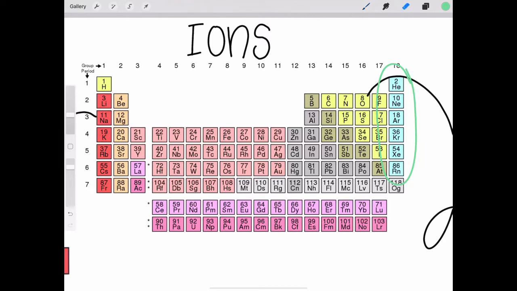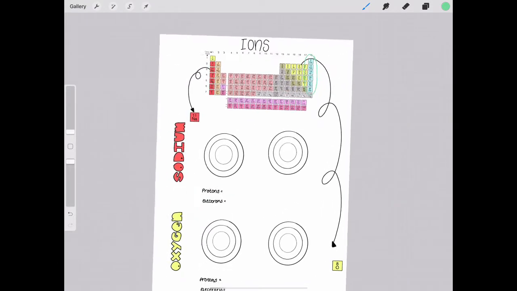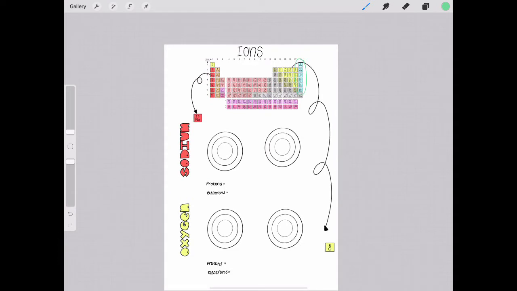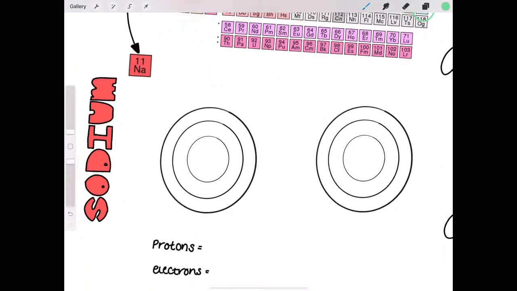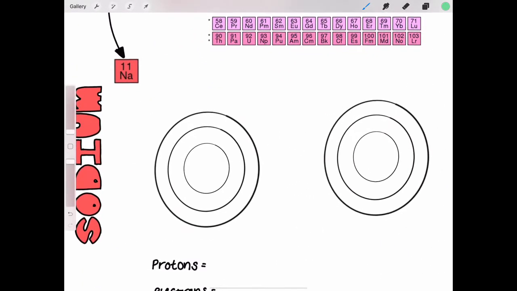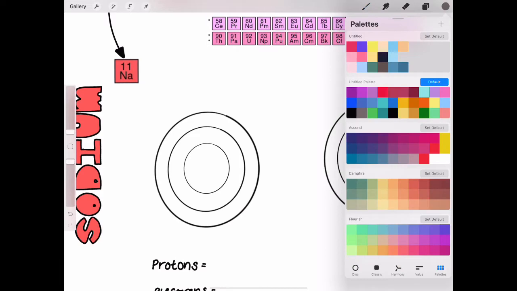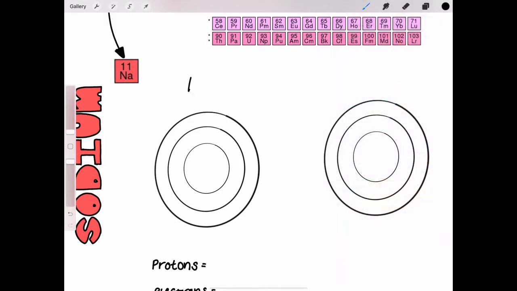So we're going to look at this in two parts today. So we've got metal ions and we've got non-metal ions. So you'll see I've given us sodium as our metal ion example and oxygen as our non-metal ion example. If we have a look at sodium first then, so we're going to have a look at the difference between the atom and the ion.